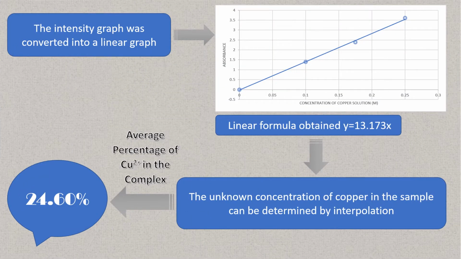The intensity graph obtained through the absorbance values was converted into a linear graph with the following linear equation. Through interpolation, the unknown concentration of copper in the sample was determined. The average percentage of copper ion in the complex obtained was 24.60%.